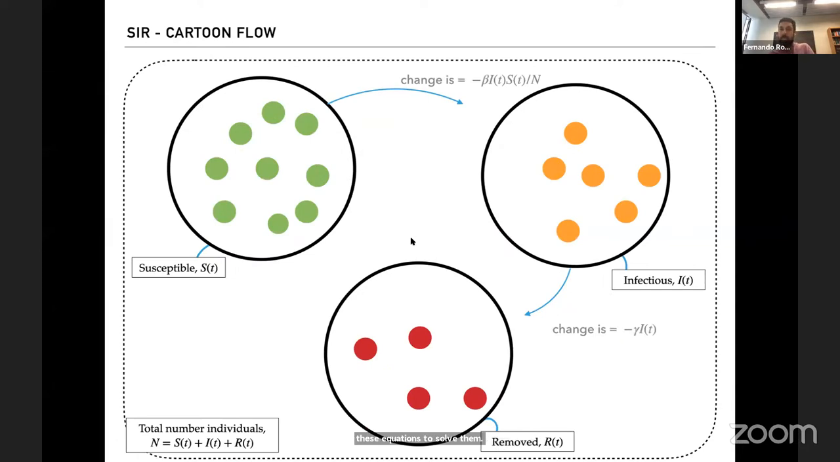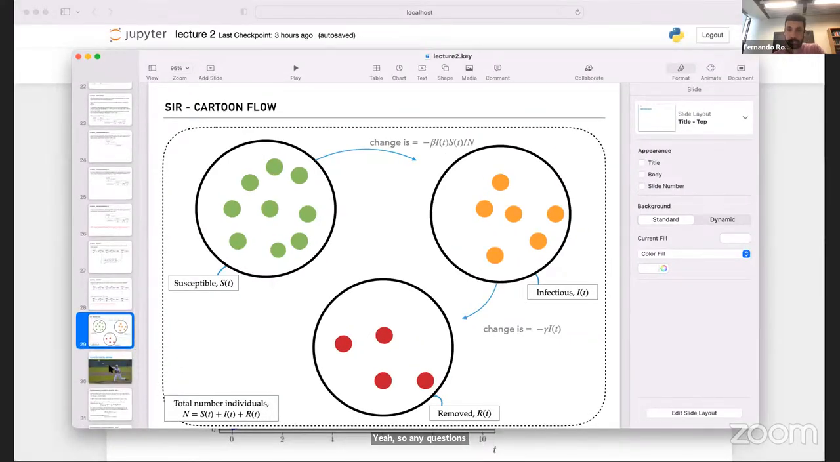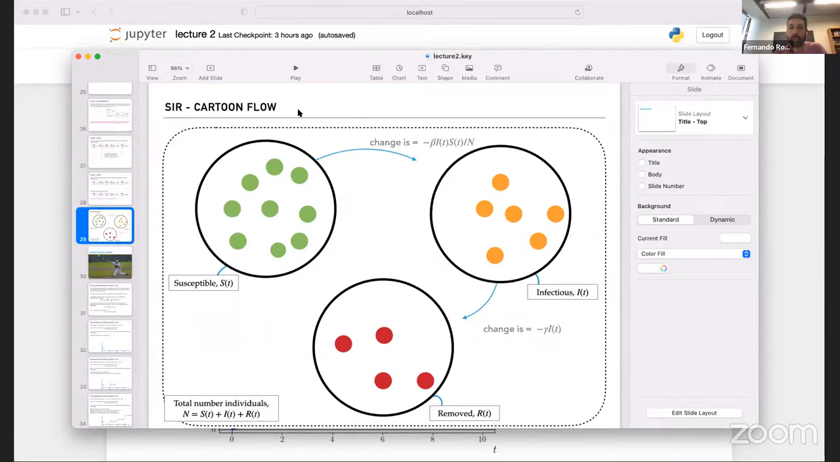Okay, so perhaps it's a good time to ask again for questions. If you have questions about this particular model, the SIR, where you have this qualitative picture where there's a group of susceptible, a group of infectious, a group of removed, and there are transitions of this form between the different groups. Yeah, so any questions? Good.